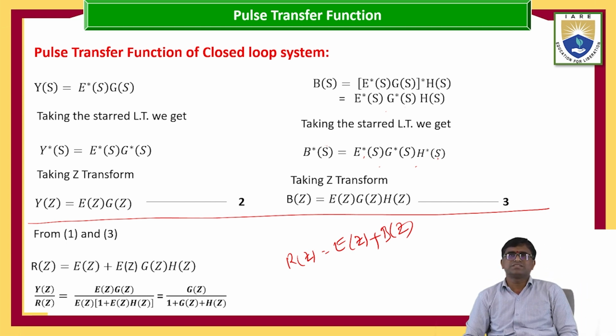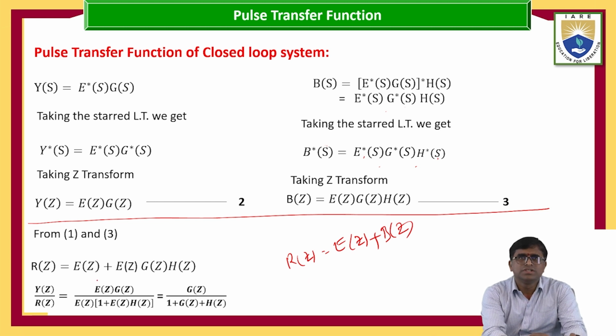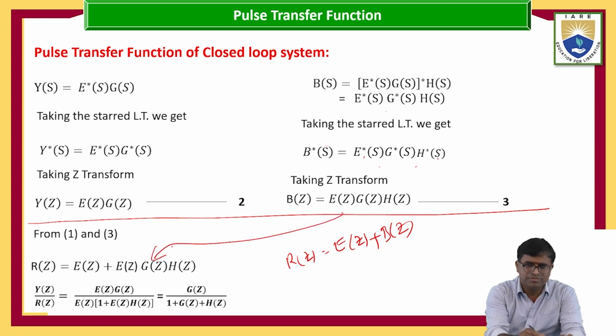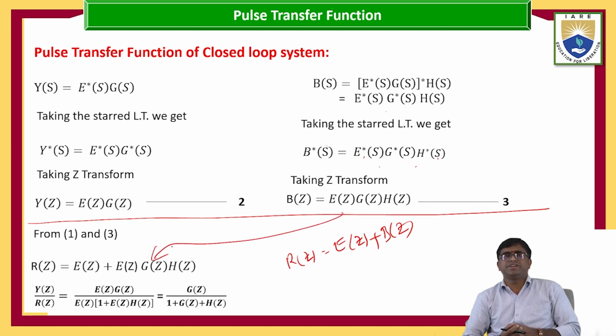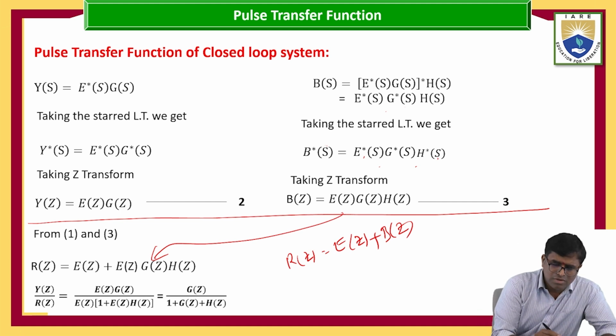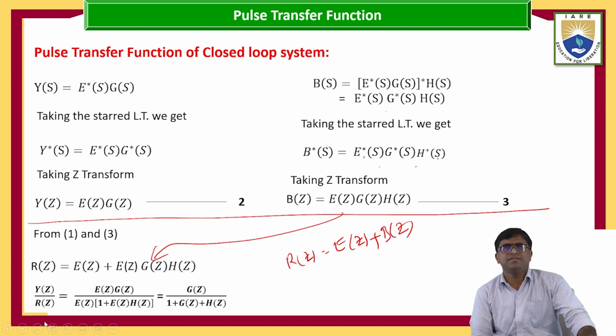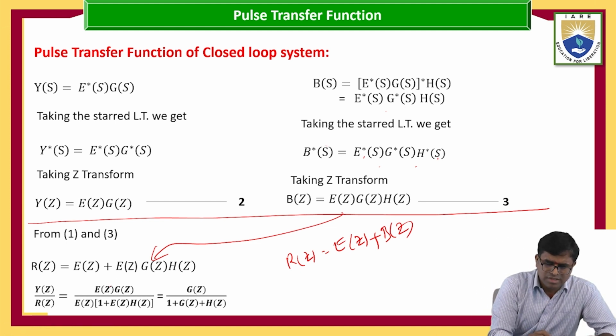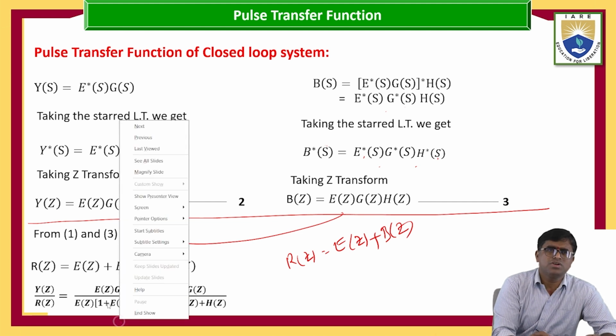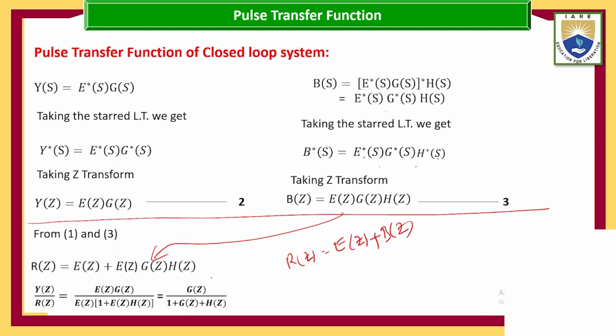So taking the first and second equations. Here R of Z equals E of Z plus, what is B of Z? B of Z is E of Z into G of Z into H of Z. From this, the output Y of Z by R of Z equals E of Z into G of Z from equation 2, by E of Z common, taking it common, 1 plus G of Z into H of Z.